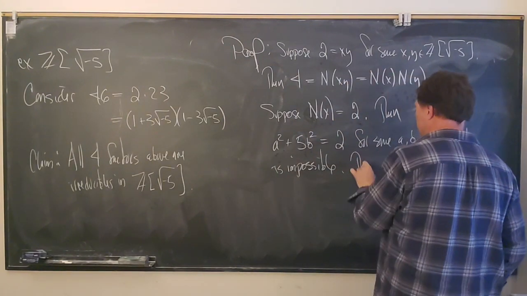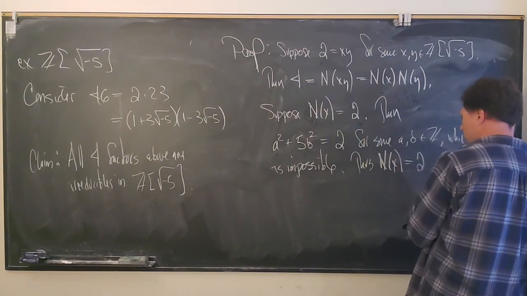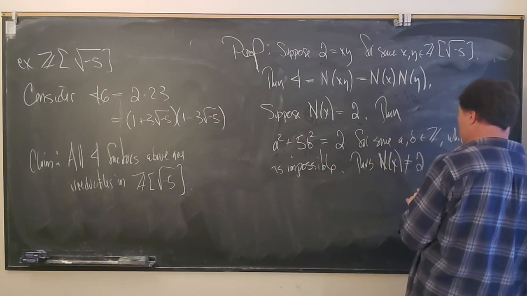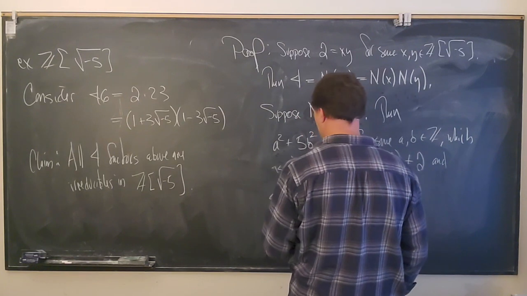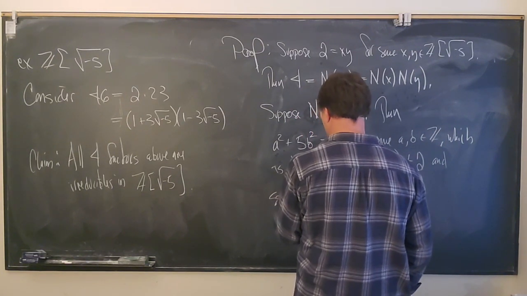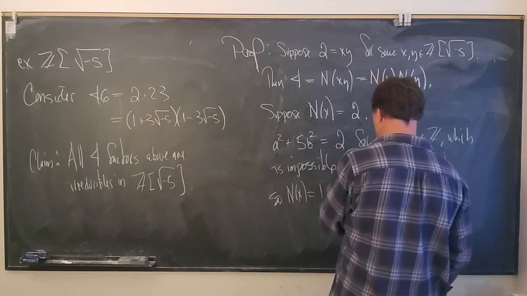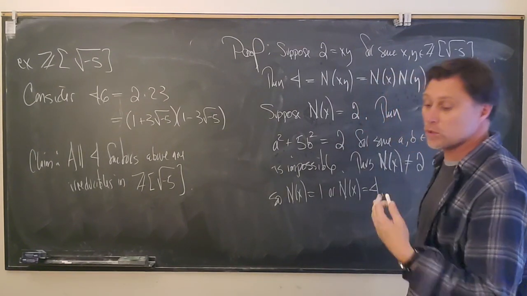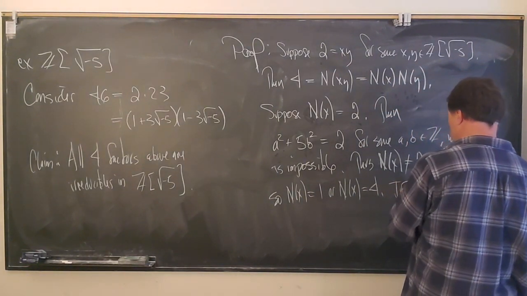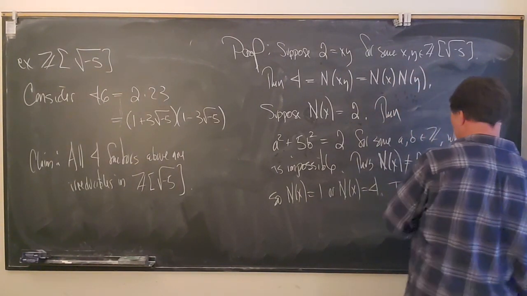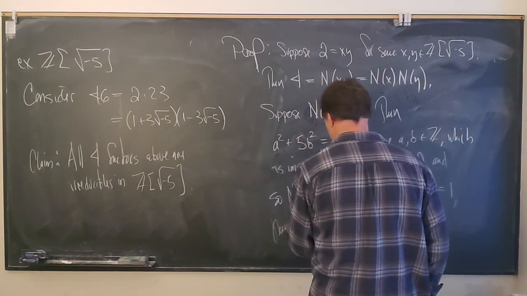Okay, so thus the norm of x is not equal to 2. And so the norm of x equals 1, or the norm of x equals 4. If the norm of x equals 1, then x is a unit. So if the norm of x equals 1, then x is a unit.